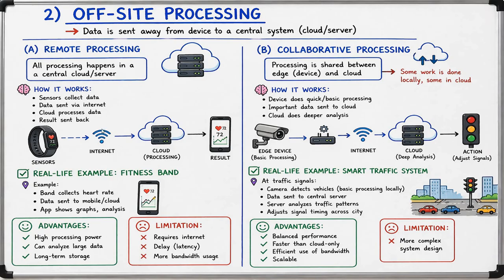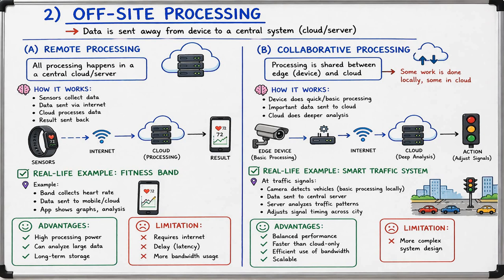That is, after processing, the results are sent back to the device or the user so that the user can view the insights through apps or the dashboards here. So sensors will collect the data, then it is sent via the internet, cloud will process the data, and result is sent back through the apps or the dashboards.